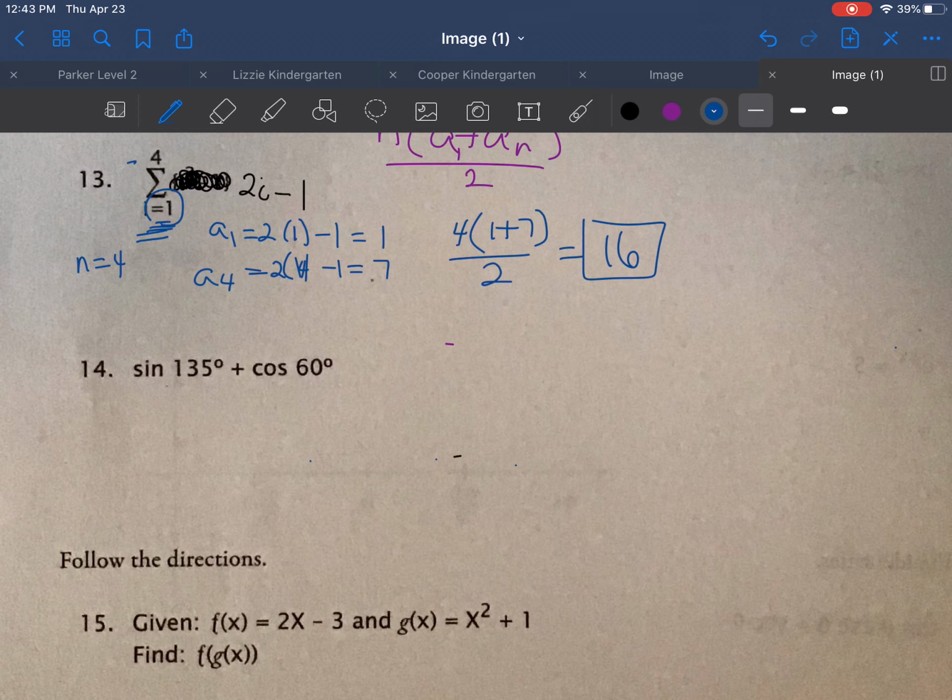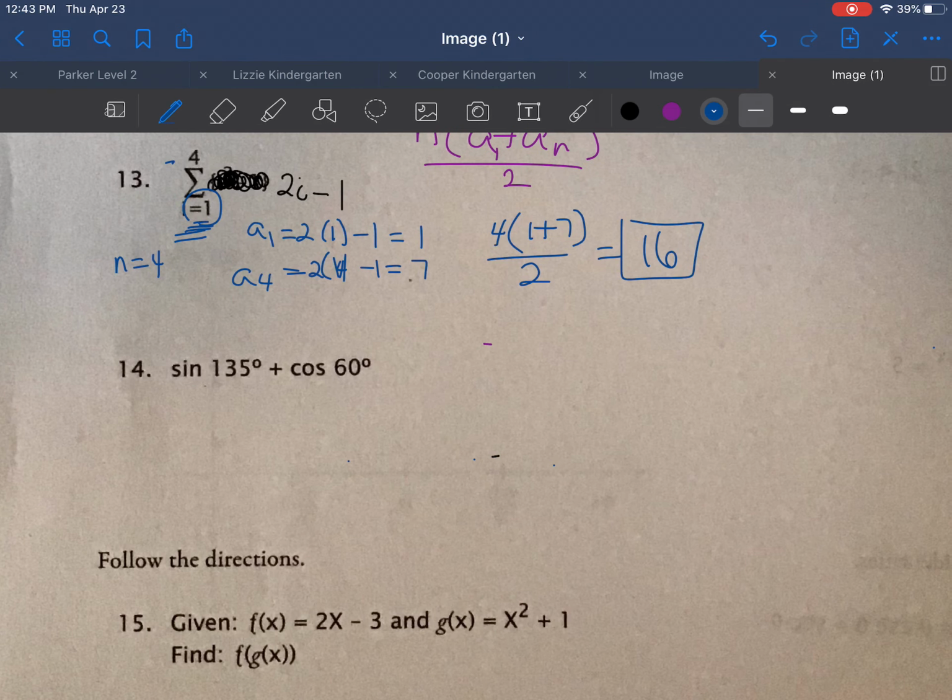14, I want the exact answers here. You could type sine of 135 into your calculator. You're going to get a decimal number. Same with cosine of 60. I do not want decimals. I want exact answers here. And I can also spell. That is what I want you to do.